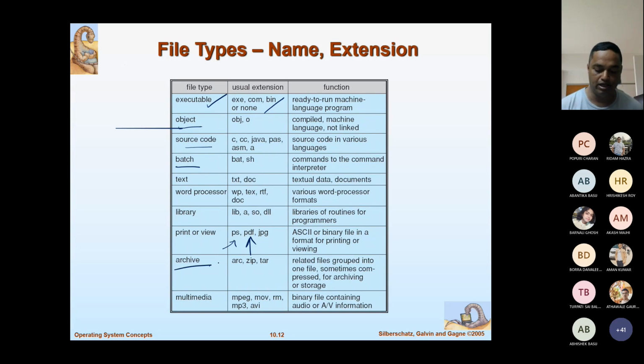Then you have archive files like .arc, .zip, .tar, which allow you to compress. Then you have multimedia files .avi, .mp3, .mpeg, like this.